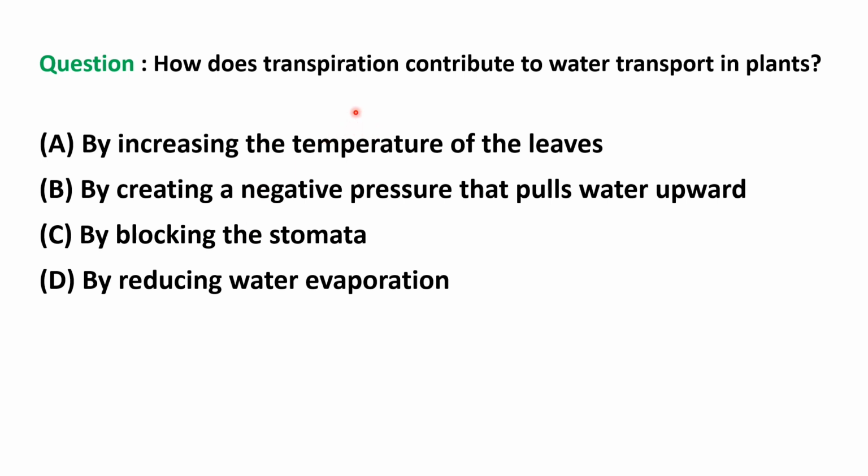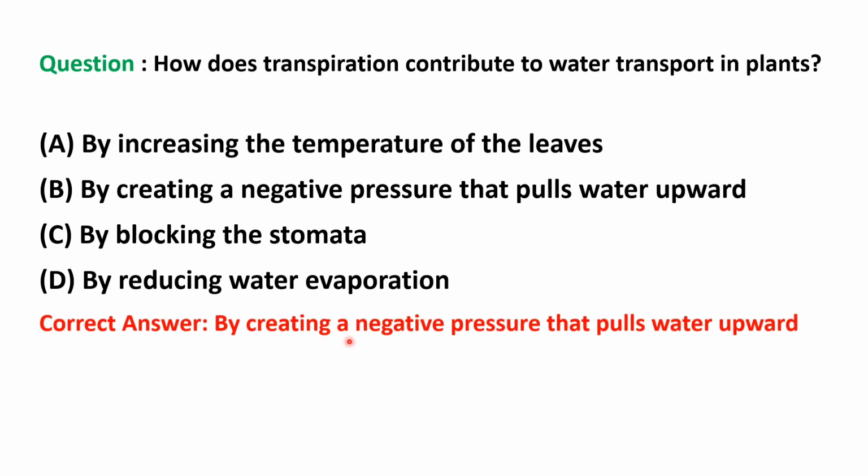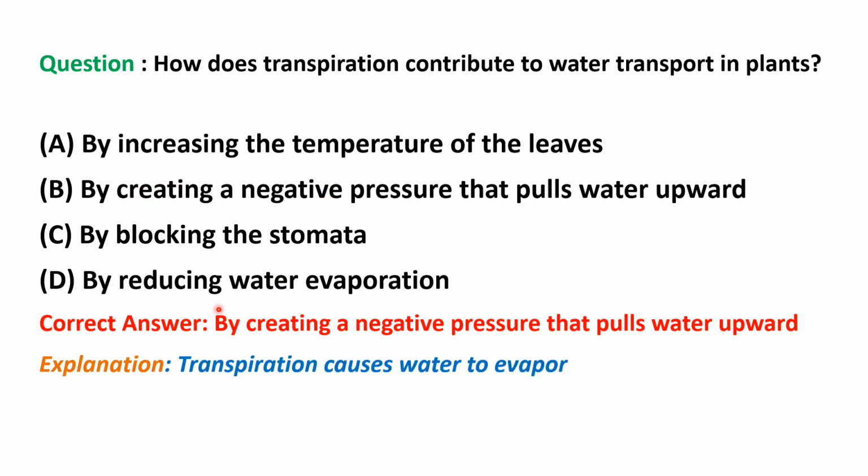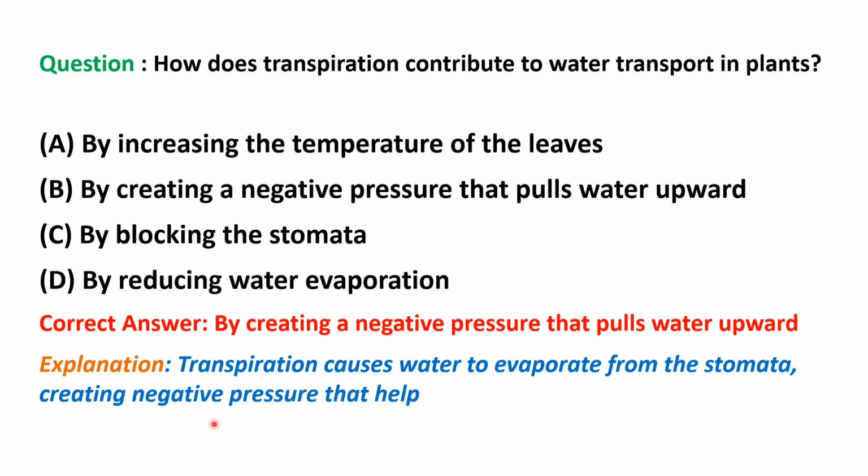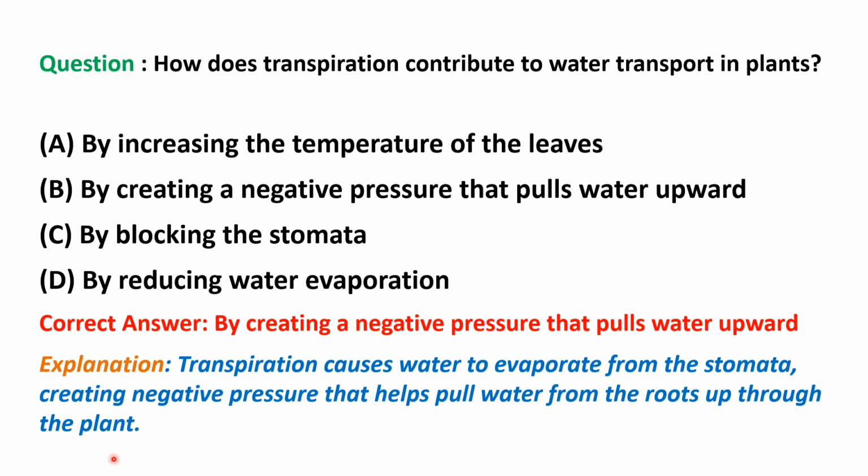So transpiration contributes to water transport in plants by creating a negative pressure that pulls water upward. So this is our correct answer, which is B. The best explanation that we can give for this answer is that transpiration causes water to evaporate from the stomata, creating negative pressure that helps pull water from the roots up through the plant. So we have answered our second question. Let us now proceed to our third question.